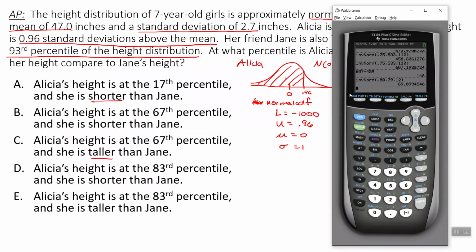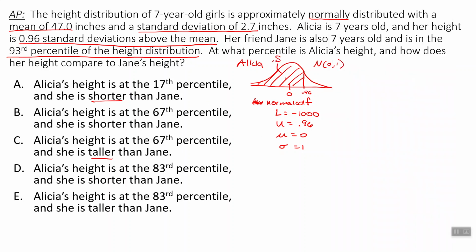All right, so now we can throw that in our calculator. So second distribution, normal CDF. We've got a far down lower bound. That'll work. 0.96 for an upper bound. Mean of 0, standard deviation of 1. Press enter until we get us a number, and 0.83. All right, so this area here is 0.83. So that means she is in the 83rd percentile.